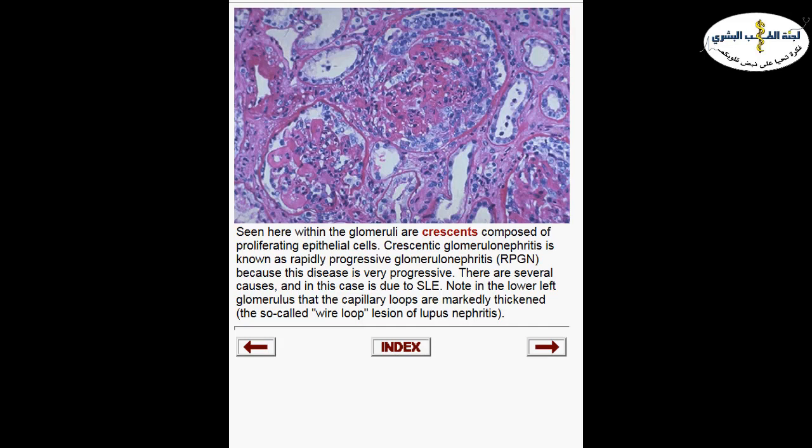Now, another glomerulonephritis that we are going to talk about is actually a severe form of glomerulonephritis, and it's called rapidly progressive glomerulonephritis. Why is it rapid? Because within a few days or within a few hours, it will lead to progressive acute renal failure, okay? So that's why it's called rapidly progressive glomerulonephritis. The other name for it is crescentic glomerulonephritis. Why crescentic? Because under the microscope, we can see crescents within the glomerulus.